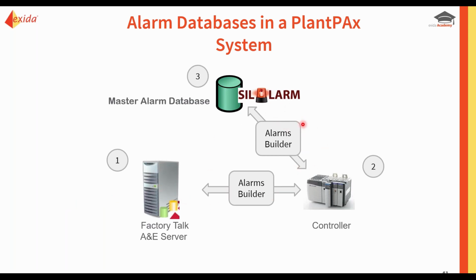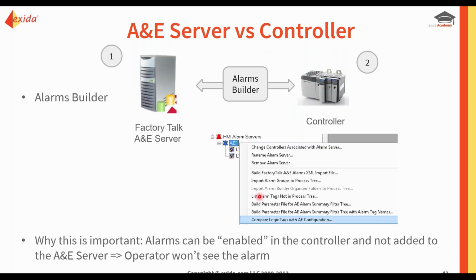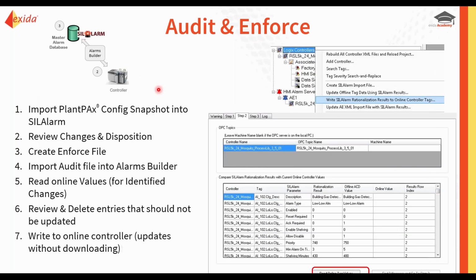If you're using a master alarm database, we have our HMI server, our controller, and then a tool in between called Alarms Builder. Alarms Builder has the ability to do a comparison of the alarms that are in the HMI server versus in the controller to detect whether there's any new alarms that are set to run in the controller that are not reflected in the HMI server yet. So that would be one auditing path.